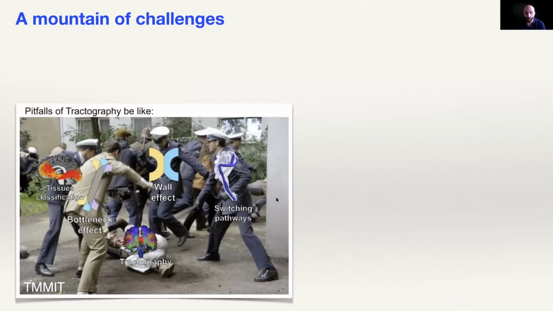You can also have some switch pathways that can happen with no good reason, just because at some point you use some probabilistic tracking, for example, and it chose to go that way, and then you're stuck that way to some extent. The tissue classification is also a problem, because sometimes it's hard to remember that you have fibers in the voxel when you have a lot of water in it.